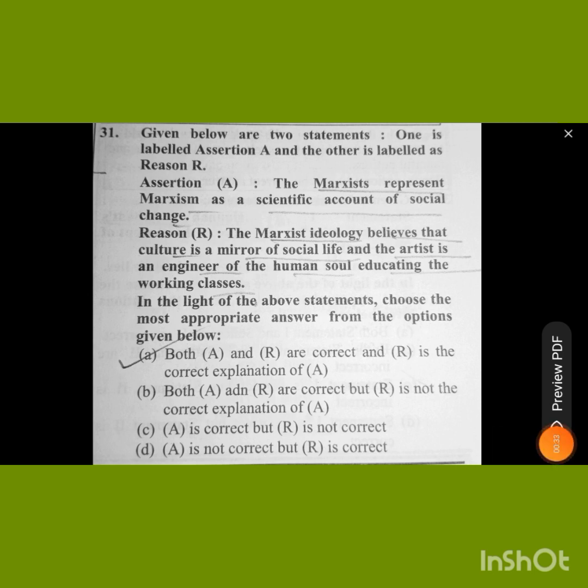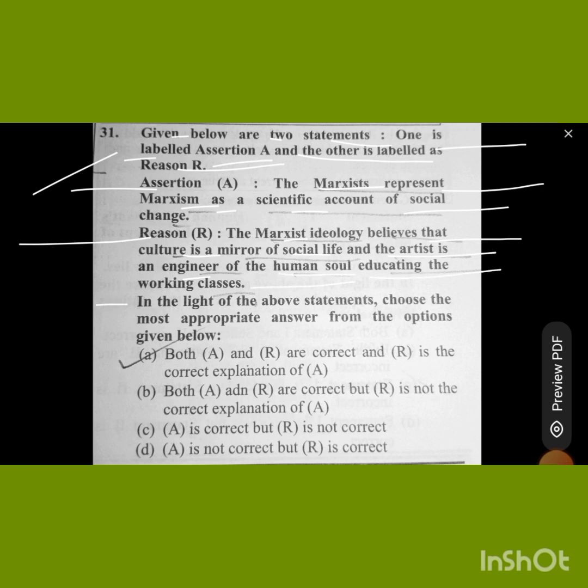So, our 31st question is: given below are two statements. One is labeled as assertion A and the other is labeled as reason R. Assertion A: The Marxists represent Marxism as a scientific account of social change. Reason R: The Marxist ideology believes that culture is a mirror of social life and the artist is an engineer of the human soul, educating the working class. In the light of the above statements, choose the most appropriate answer from the options given below.